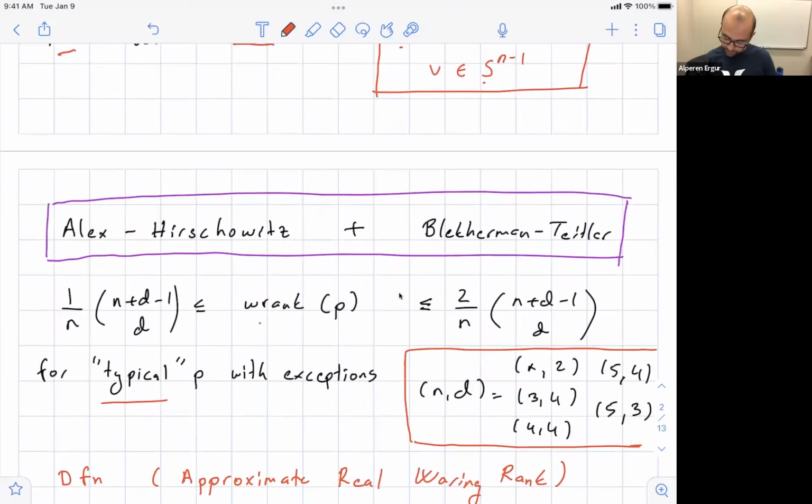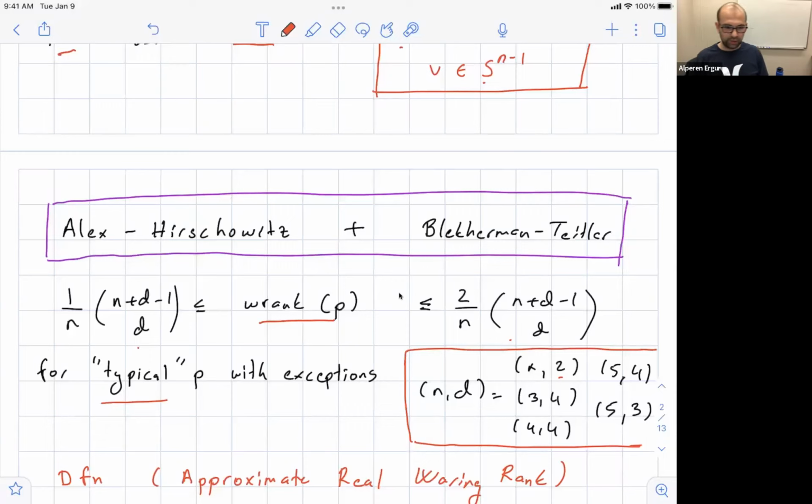The Waring rank of the object is typically, I'm going to tell what is typically, between these two numbers. Okay, and there are some exceptions. This theorem does not hold if your degree is 2, it has to be bigger than 2. And if your degree is bigger than 2, all the exceptions are the ones that I wrote here. Actually, a big part of the effort was trying to clarify all the exceptions precisely.